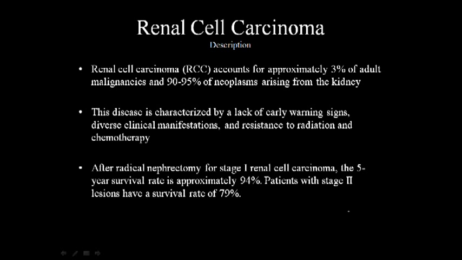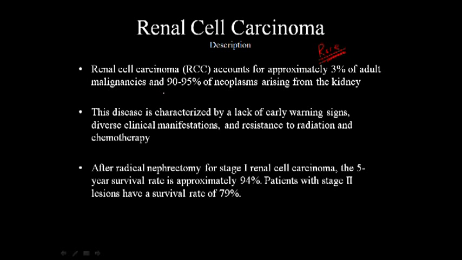Renal cell carcinoma, or RCC, accounts for approximately 3% of adult malignancies. So, in the grand scheme of things, renal cell carcinoma is still kind of rare. In terms of cancer, it's not like lung cancer or colon cancer, where you have a high incidence rate. You still have only 3% of adult malignancies.